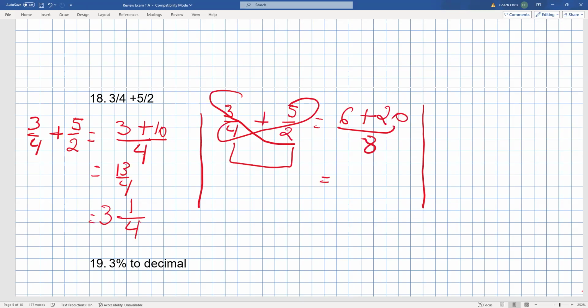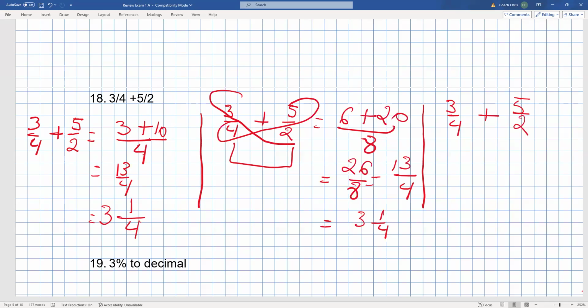So once they do that, they got 26 over 8. This can be simplified by 2. You have 13, and 8 divided by 2, you got 4. From there, you can convert that to a mixed number: 3 and 1 over 4. Learn which method is better for you and stick with it. And remember, practice makes perfect.